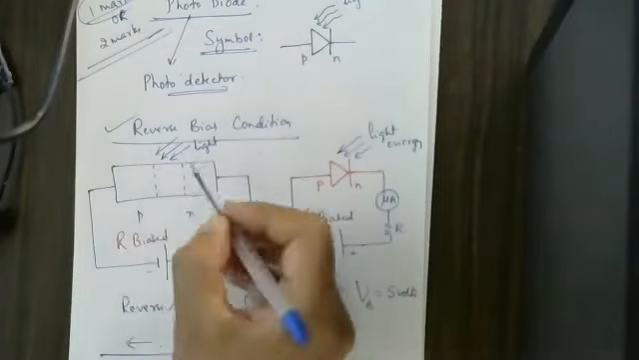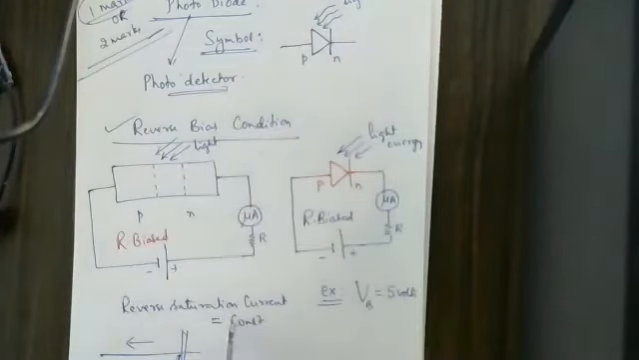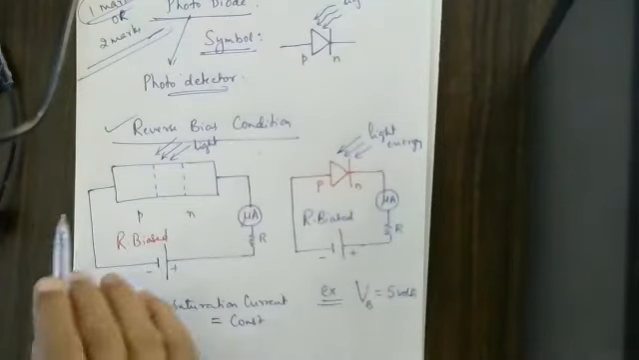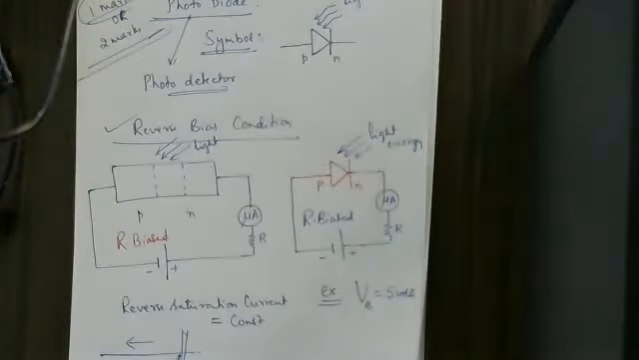If you cut down the light energy, the current becomes a constant current. Because of the light energy, current suddenly increases. That's all the concept here about the photodiode.